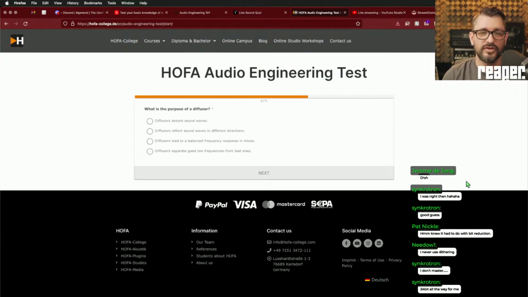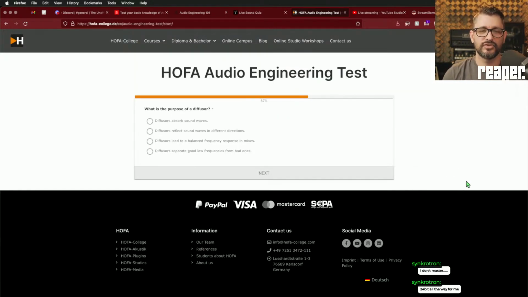What is the purpose of a diffuser? All right, so we're not talking about digital audio anymore, we're talking about acoustics. Diffusers absorb sound waves. Diffusers reflect sound waves in different directions. Diffusers lead to a balanced frequency response in mixes. Diffusers separate good low frequencies from bad ones. Reflect sounds in different directions. Number 2.